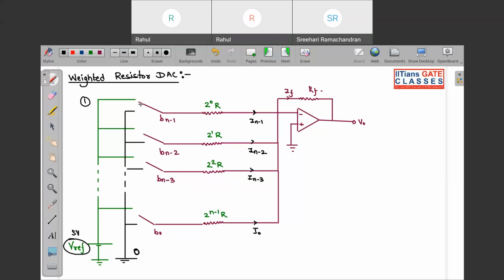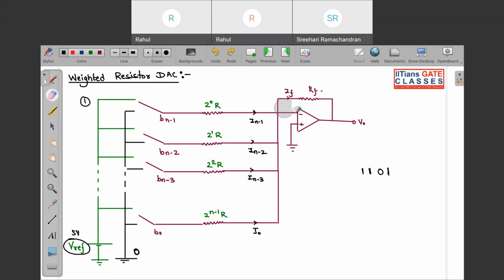For each of the switches, there are n number of switches here. Suppose we have a sequence like 1101, and assume this is your 4-bit DAC. Then 1101 will be connected over here. At the moment I haven't discussed which will be MSB and which will be LSB. Can you tell me, out of these switches, which is MSB and which is LSB?